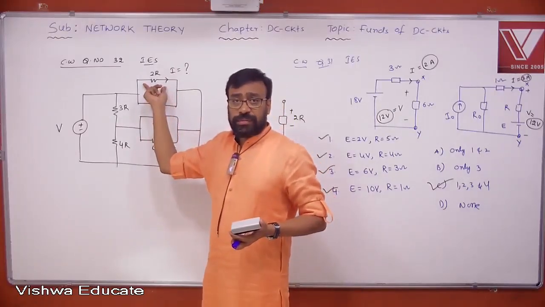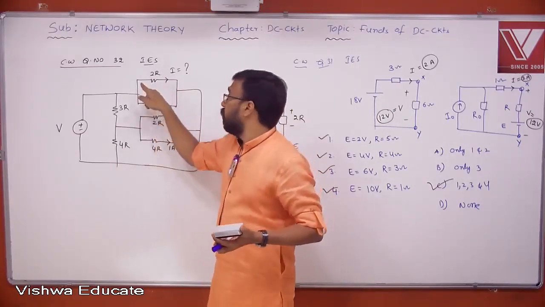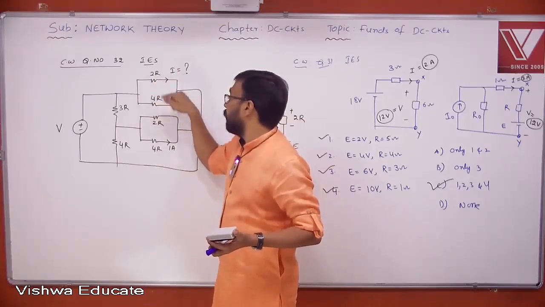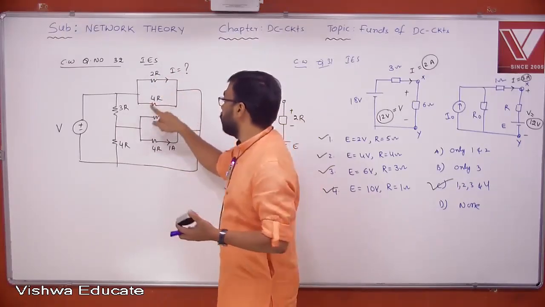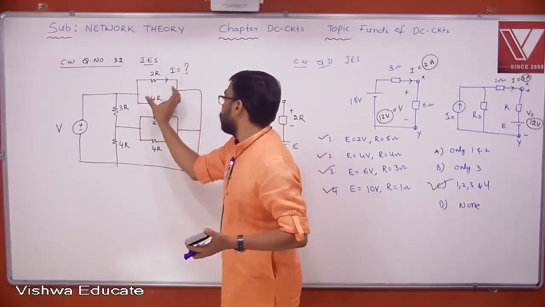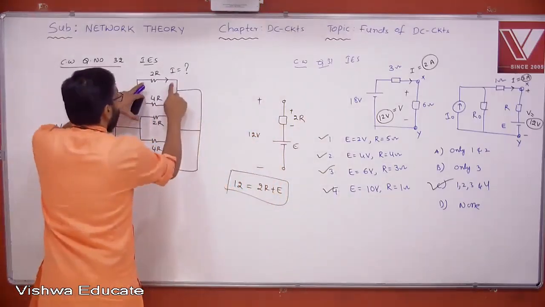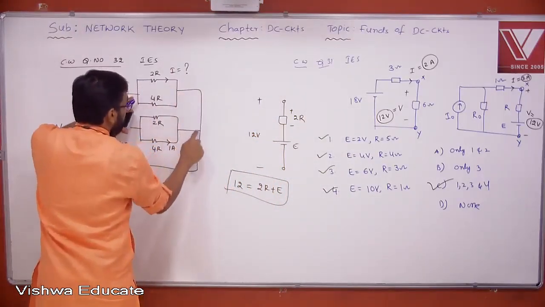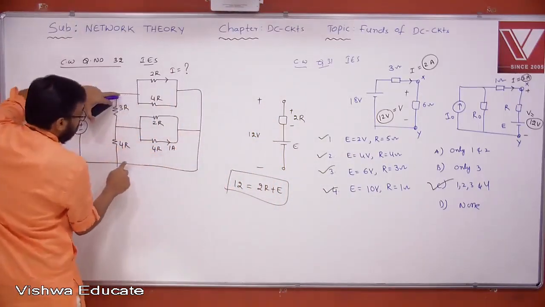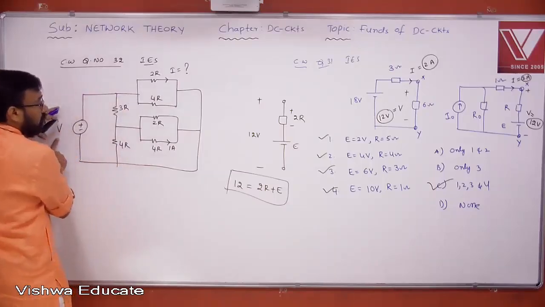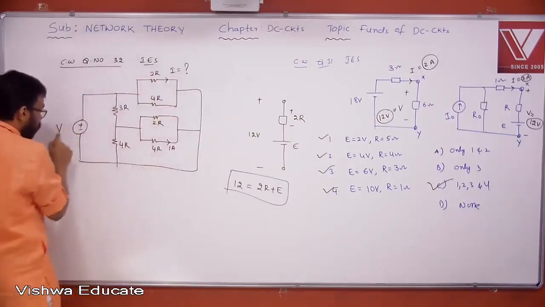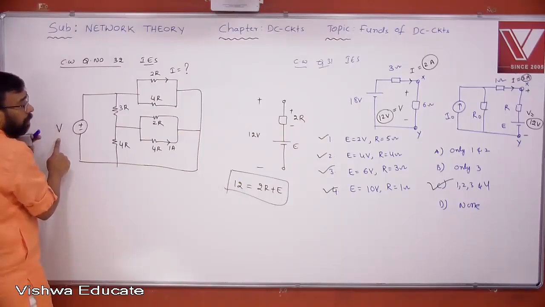Voltage. Ohm's law, right? If you know voltage across these two, you can find this current. This voltage means this voltage because these 2 points are same. And this voltage means this voltage. They're all zero resistance wire. So if you want to find I, you must know what is V.